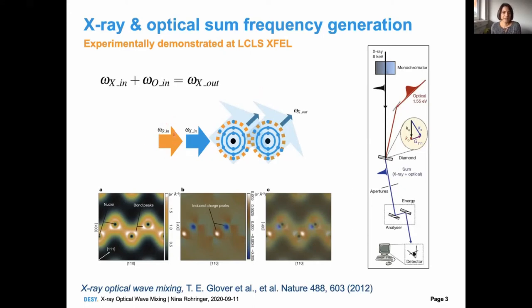So phenomenologically, this process can be understood by having this optical laser. This laser dresses the valence electrons in the system. So in other words, it initiates periodic oscillations of the valence electron density. And X-rays that scatter off these oscillations undergo a Doppler shift and are emitted with a different energy. So this was for a long time the theoretical understanding of this process. And there have been tries to then reconstruct this optically responsive valence electron density. This was explored also, for instance, in the VUV regime and XUV regime by Kenichi Tamasako.